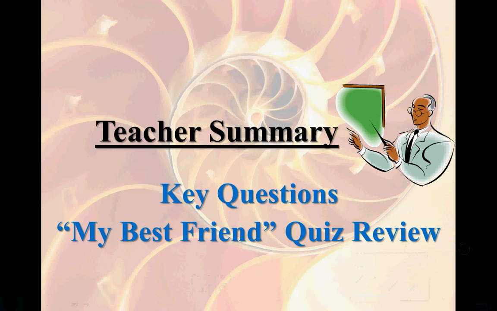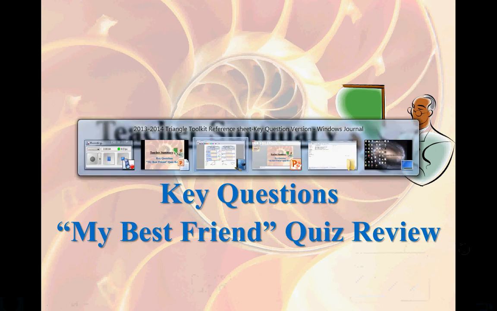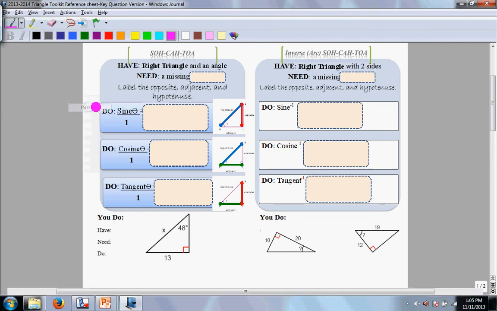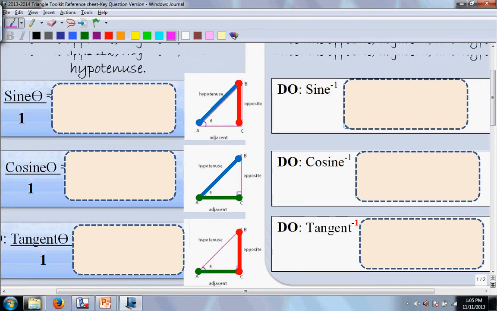This is the key questions, my best friend quiz review. For the quiz on quiz day, which will be November the 21st and November the 22nd for A and B days, you're going to be expected to fill this chart out and do a sample problem from each section. I'm going to help you with this, just a quick review.